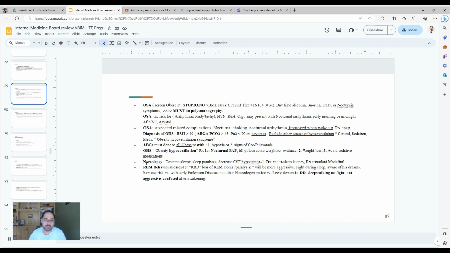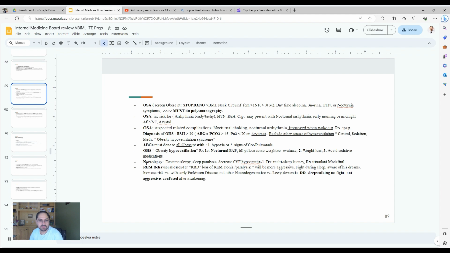Narcolepsy is different, as the patient has daytime sleepiness and sleep paralysis. They have decreased CSF hypocretin, but you don't need to test for that. Diagnosis is with multiple sleep latency testing and the treatment is with a stimulant such as modafinil.